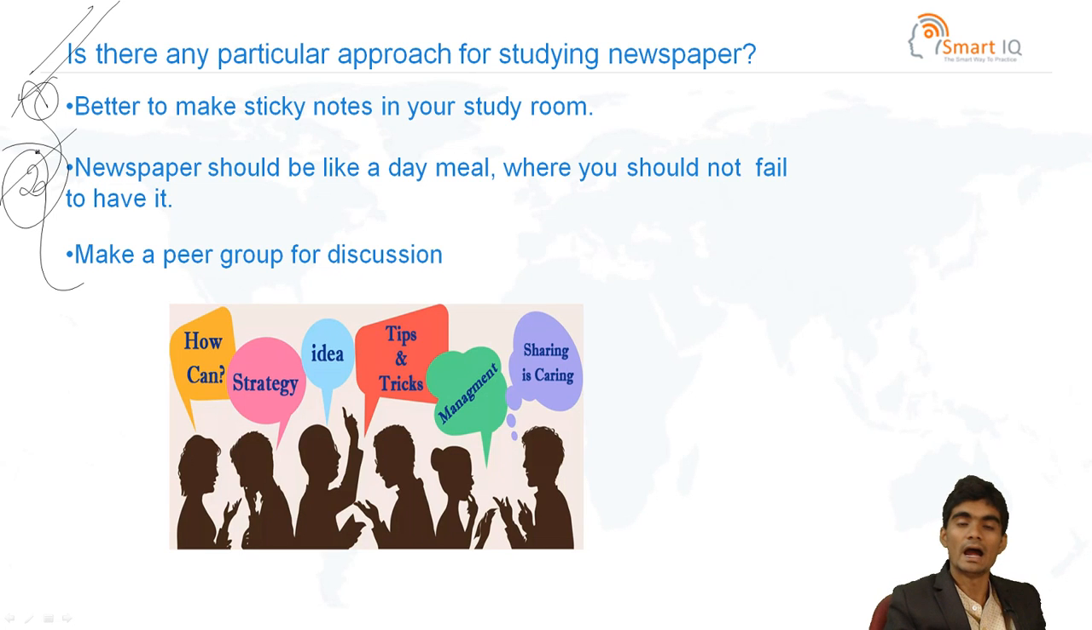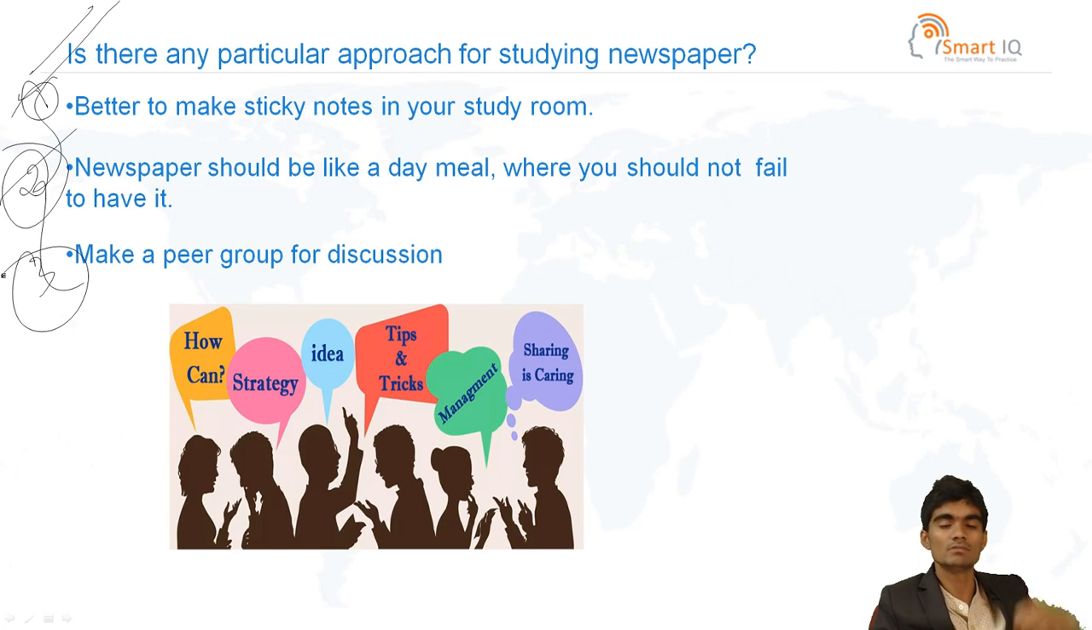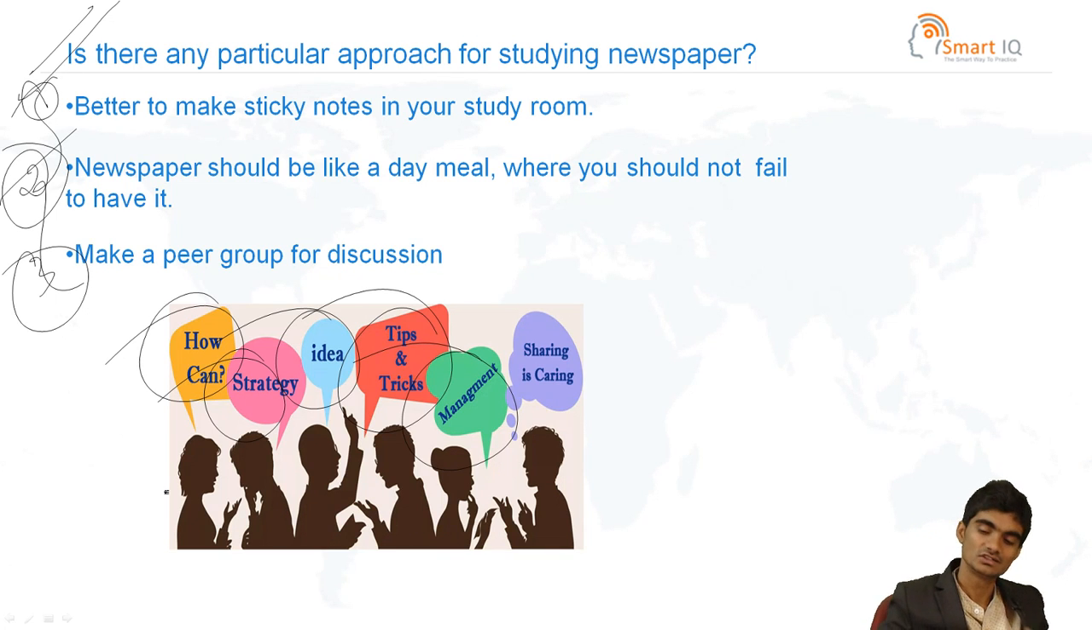And the third one is, make a group discussion. When you start to read the newspaper, in the first reading you read, in the second you understand, in the third you get conceptual clarity on that topic, and the fourth time you're explaining it to your friend, or your friend is giving some comments, so you are sharing some strategy, some perceptions, some ideas, and some tips and tricks. You are totally managing the current affairs in the right way, and sharing is caring. So it is called a group discussion.